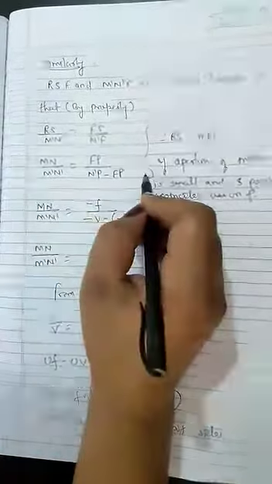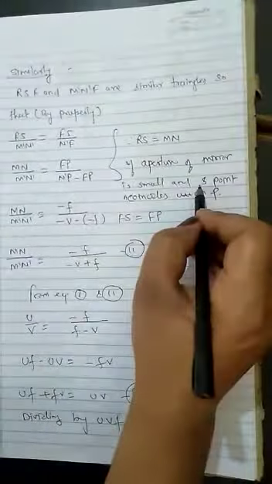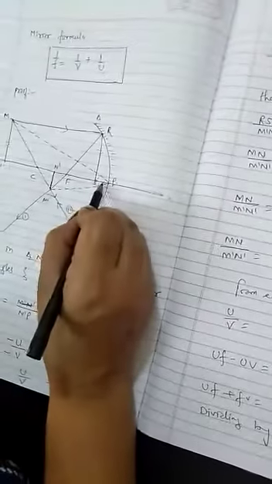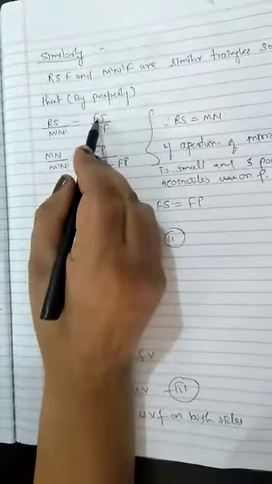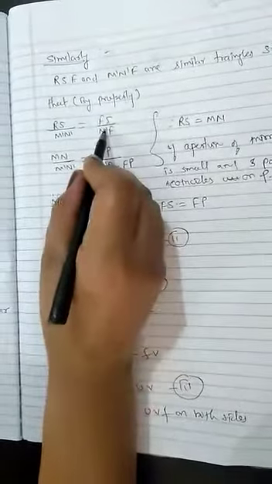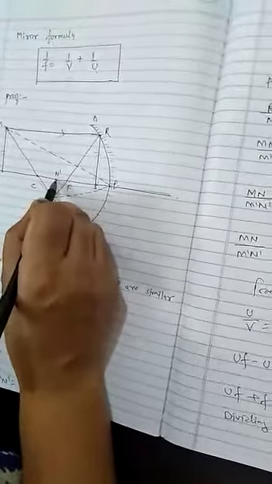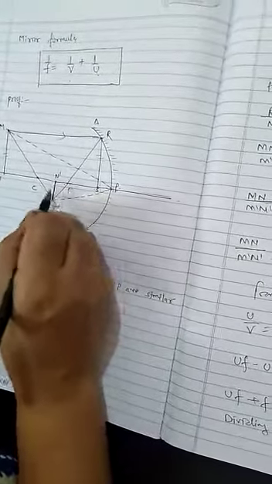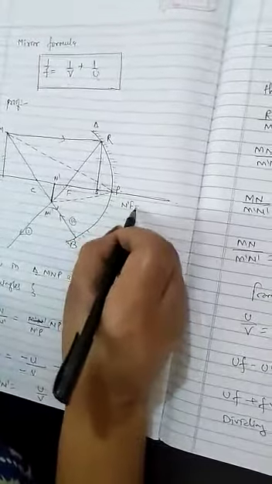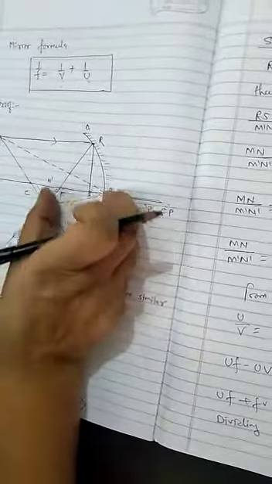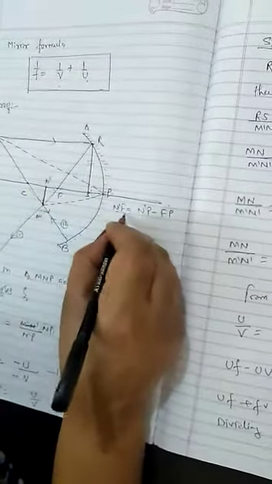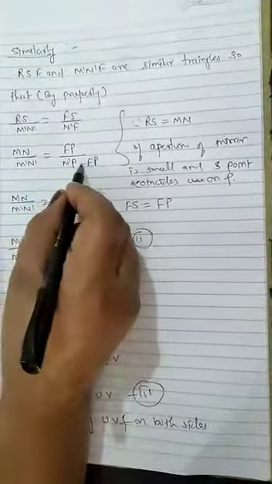Now if the aperture of the mirror is very small, then this point S will coincide with P. So S is replaced by P, and here FS is replaced by FP. So we can write FP upon N dash F. Now in this diagram N dash F is equal to N dash P minus FP. So N dash F is replaced by N dash P minus FP.